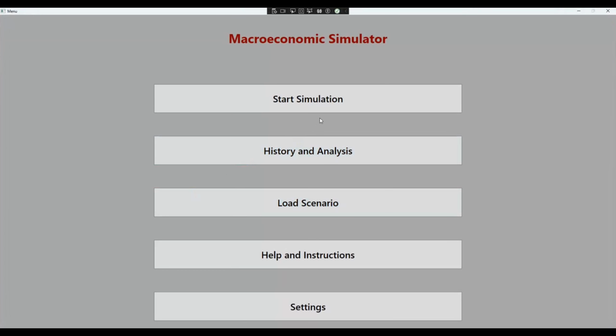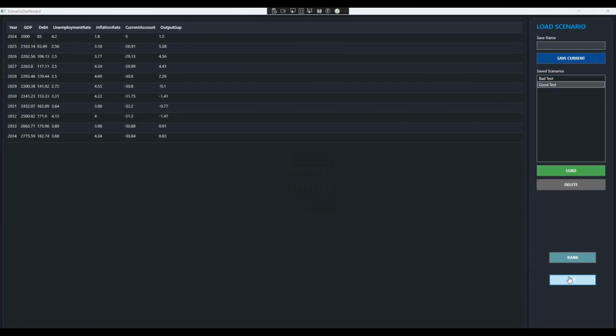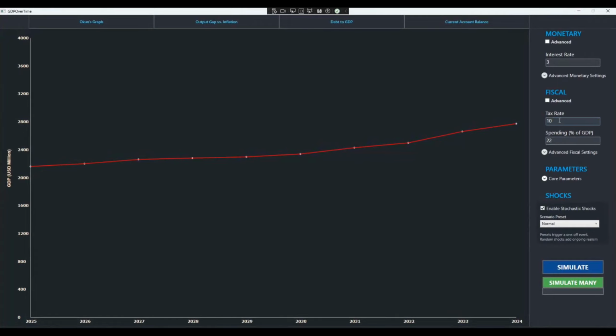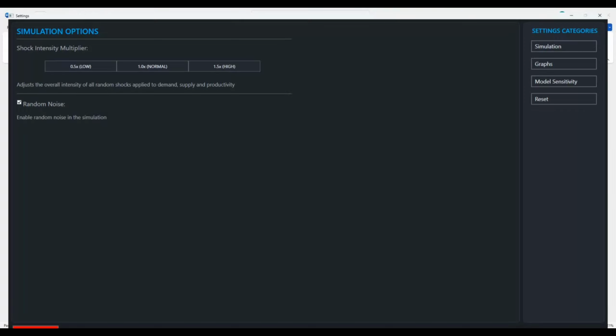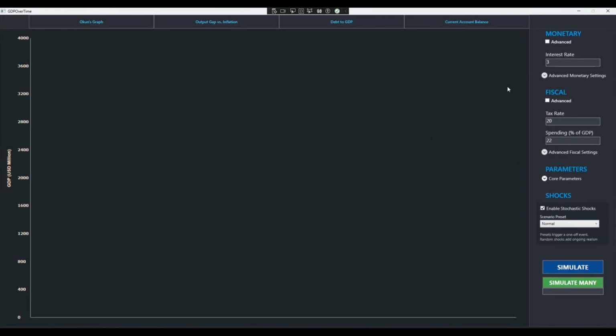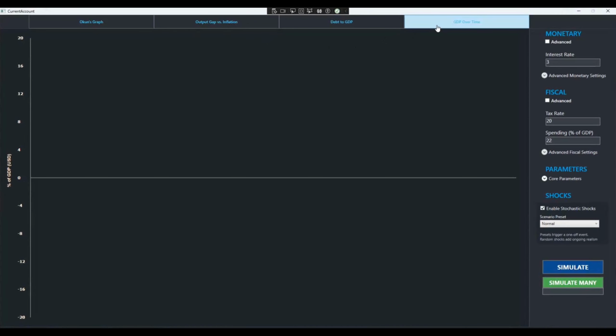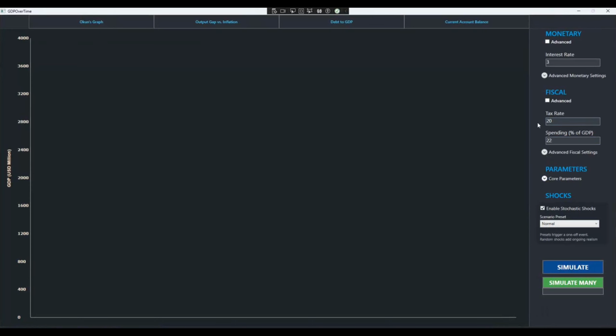And when we perform a full reset, I'll just reload the scenario again. So again, all the text boxes are full of what we left them on. 5% base growth, 0.9 MPC. And if we fully reset the simulation, everything should clear up. The graph should be clear, the simulation text boxes should be reverted to normal, graphs cleared. Text boxes, 2%, 0.6, 20%. So yeah, that confirms that functionality.